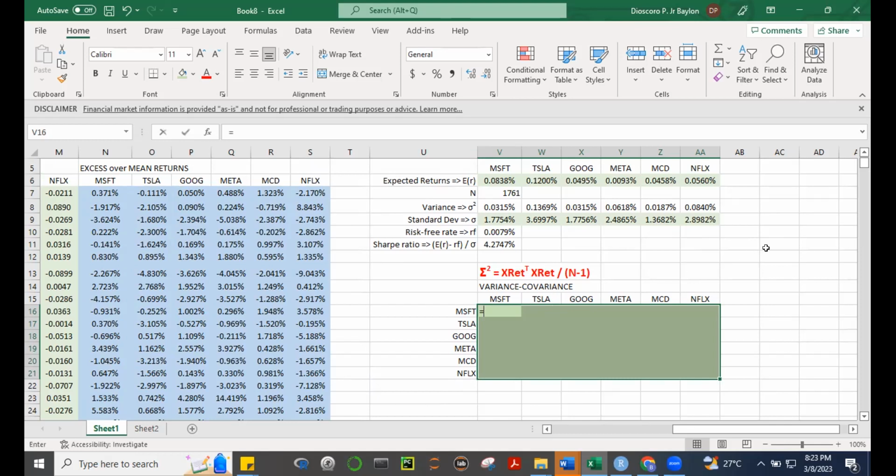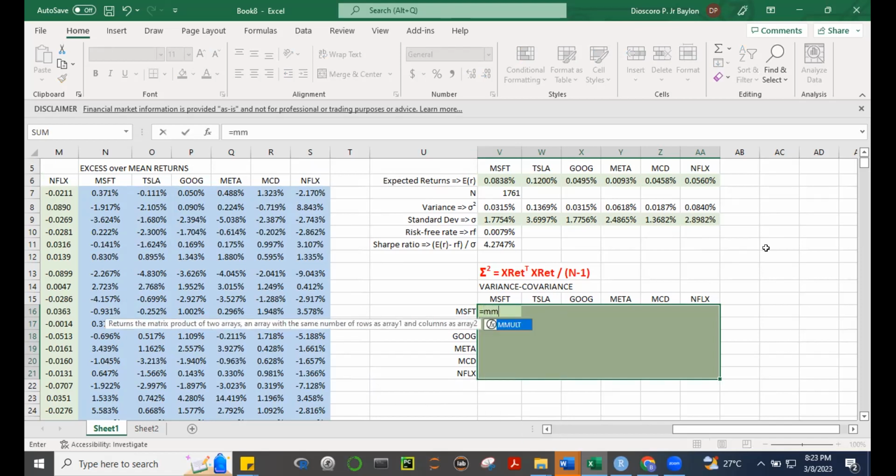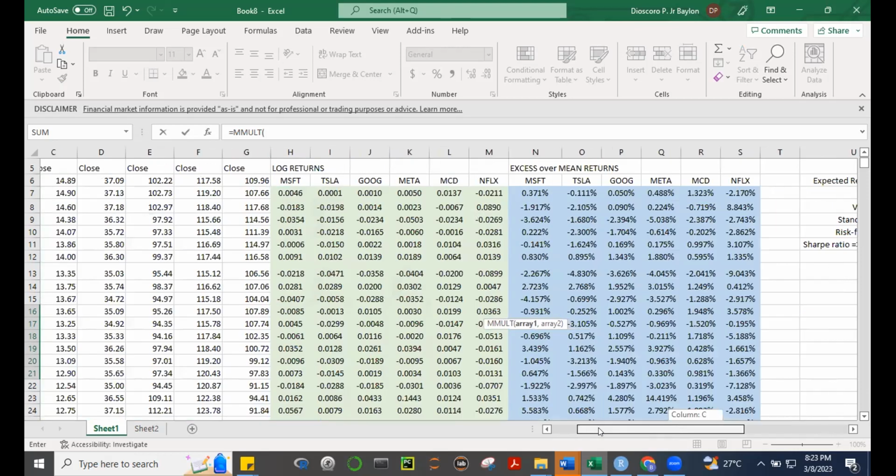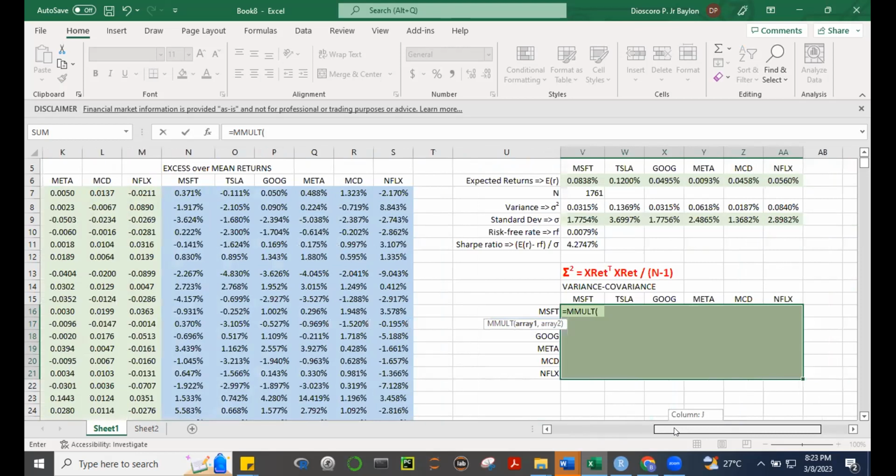So let's do this. To multiply matrices in Excel, we use the MMULT function. What matrices are we going to multiply? We're going to multiply the transpose. This T here is the transpose, and transpose means you are making the rows into columns. In this case, the size of our matrix of excess returns is 1761 rows by 6 columns.